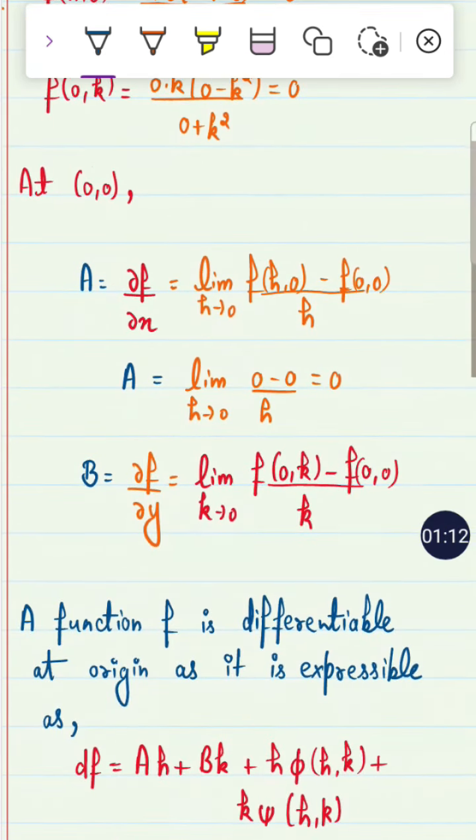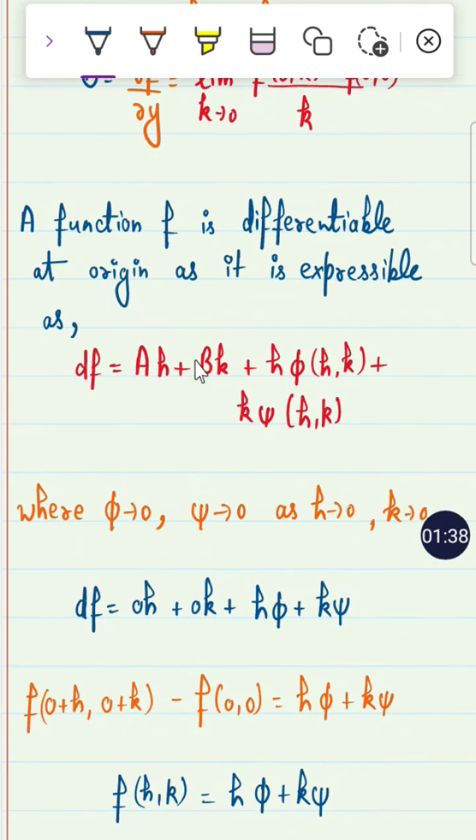At (0, 0), find ∂f/∂x, which is a. How do we find it? It is the limit as h tends to 0 of [f(h, 0) − f(0, 0)]/h. What is f(h, 0)? We know it is 0, so 0 minus 0 upon h is 0. Similarly, b = ∂f/∂y, which is the limit as k tends to 0 of [f(0, k) − f(0, 0)]/k, and that becomes 0.